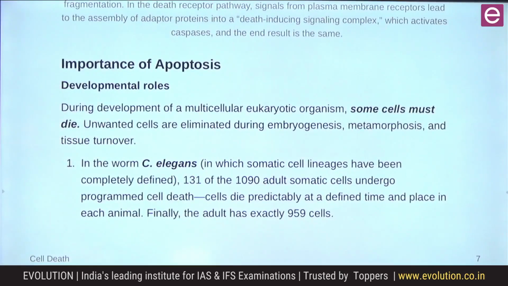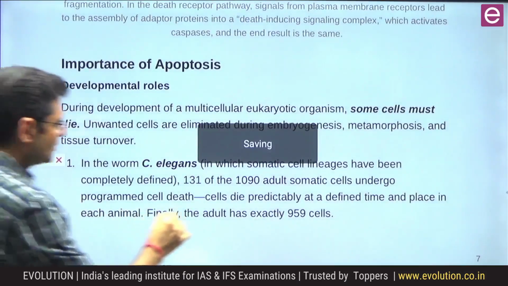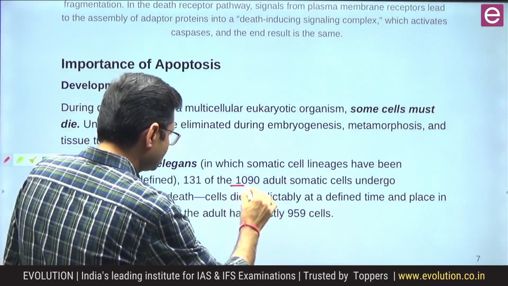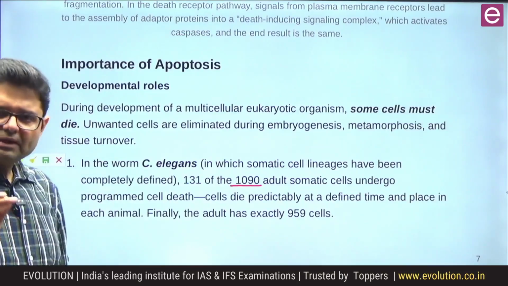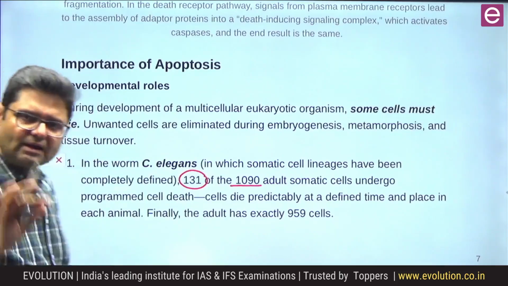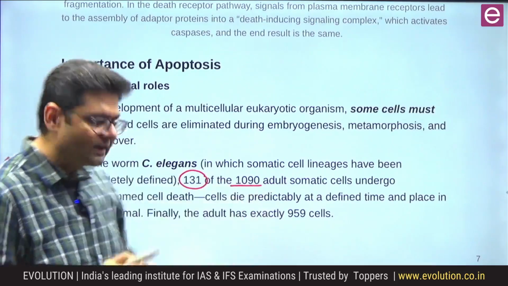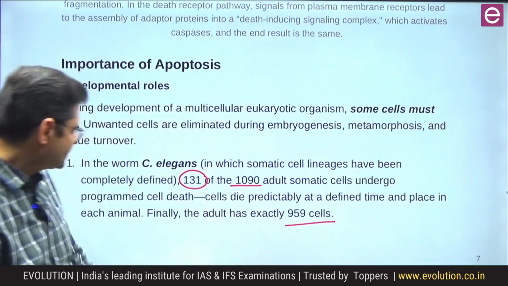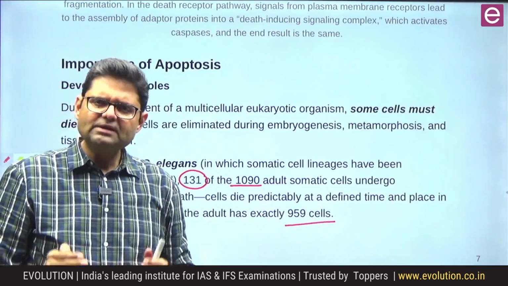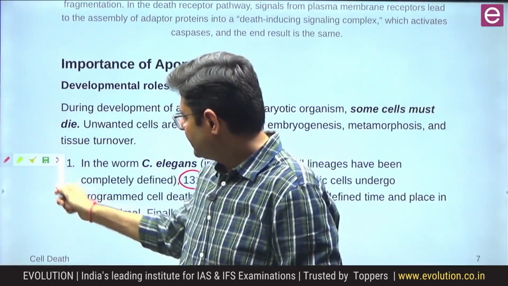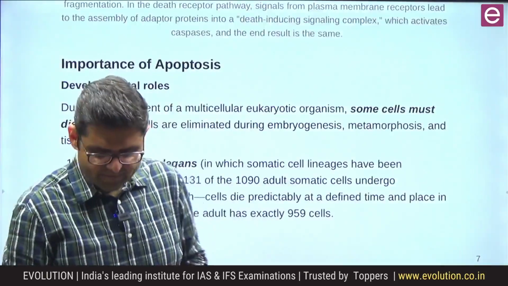First and foremost, the example is in the worm Caenorhabditis elegans. The adult has got 1090 cells. But when the adult is maturing, exactly 131 cells out of these 1090 cells die in a pre-programmed manner, and the mature adult has exactly 959 cells. Such is the precision, and each of these 131 cells dies by nothing but apoptosis.